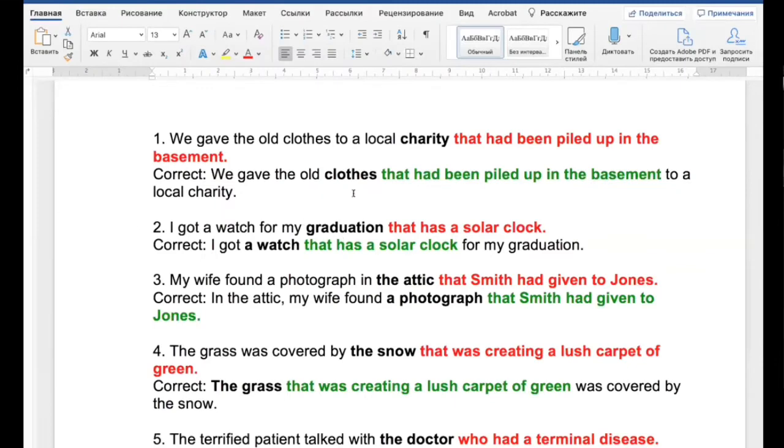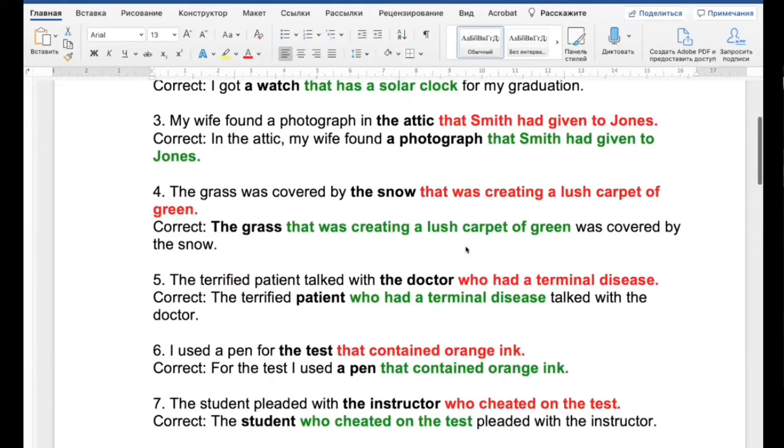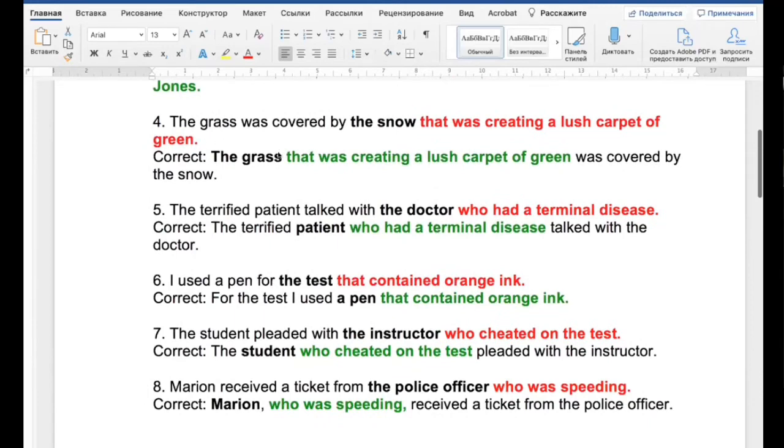Next step. So we gave old clothes that something to a local charity, right? Then number two, a watch had a solar clock, right? So I got a watch that has a solar clock for my graduation. So you move it closer to the word it modifies. The same here, in number 3, that Smith had given to Jones does not modify attic, but it modifies photograph, so it goes after it. Number 4, we modify the word grass, right?